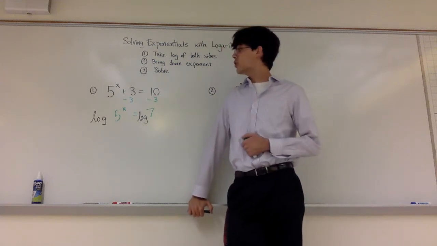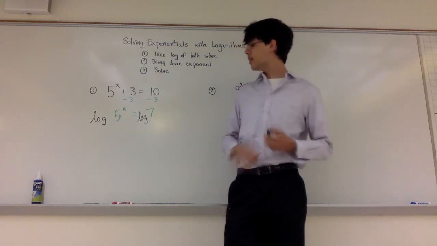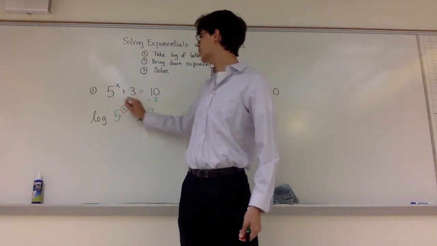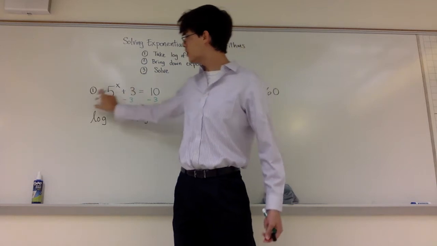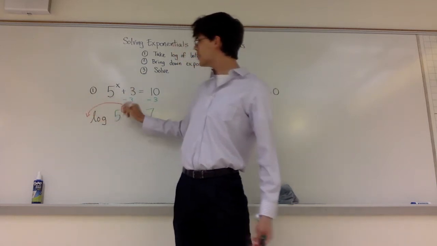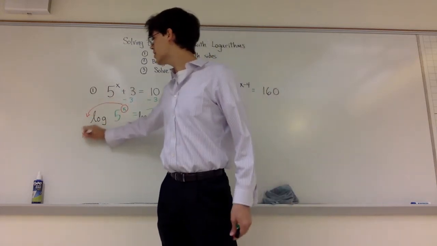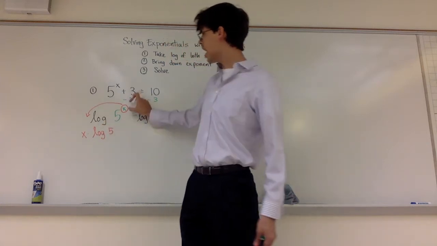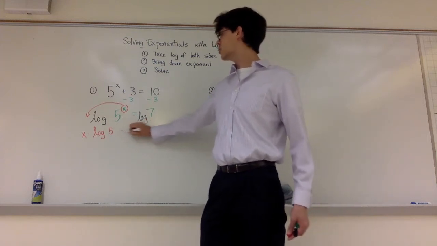The reason this is a good thing, and why we would ever want to do this in the first place, is that one of the properties I showed you in that first video told us that if we have an exponent inside a log, we're allowed to take that exponent, drag it out front, and multiply. So I'm going to take this x, my exponent, and move it down out front. So this is going to turn into x times log of 5. I took my exponent and dragged it out front. This side is still just going to say log of 7.